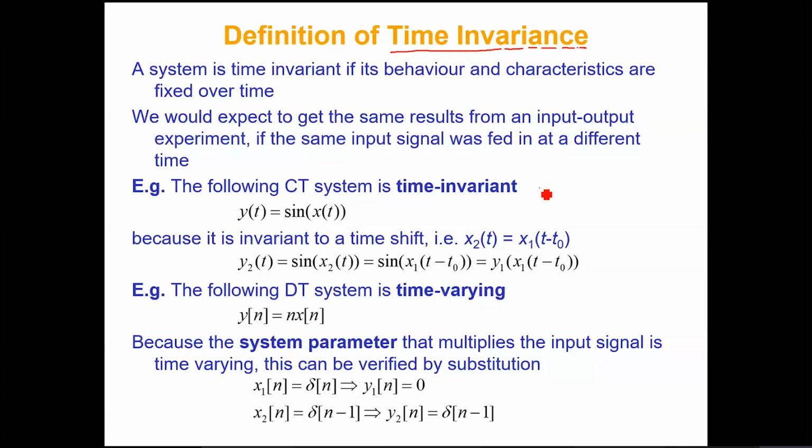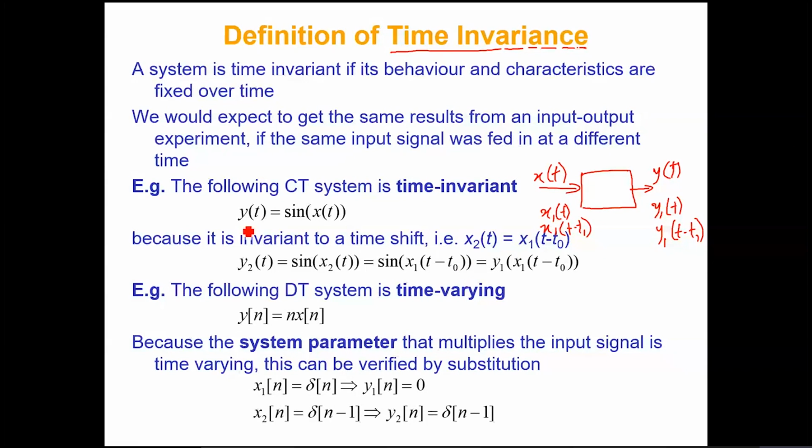So what it actually means is that if you have a system which is taking x of t as an input and giving you y of t as an output, and if you give x1 of t as an input and the output is y1 of t, then if you give the shifted version, x1 of t minus t naught, the output also gets shifted by the same amount. The shape will not change, the response will not change, but shifting the input will shift the output also, but the response remains the same. This is time invariance.